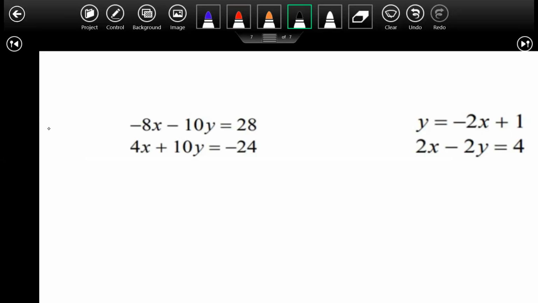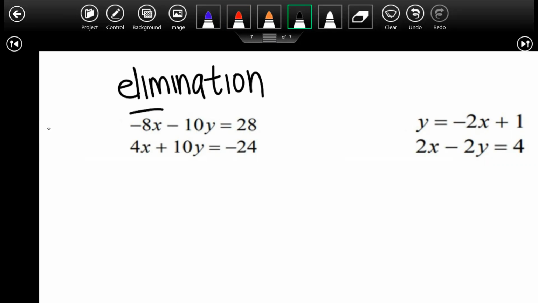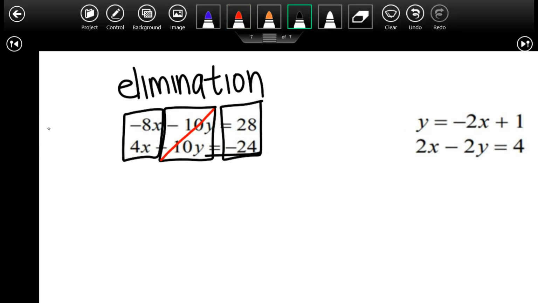If your variables are stacked over one another in a nice column, what do you think we're going to use? Elimination. Elimination requires that they be stacked in the same columns. You want to be able to eliminate your x's or y's. In this case, do we have opposites? Absolutely. Our 10s are opposites, so all we're going to do here is just add them.